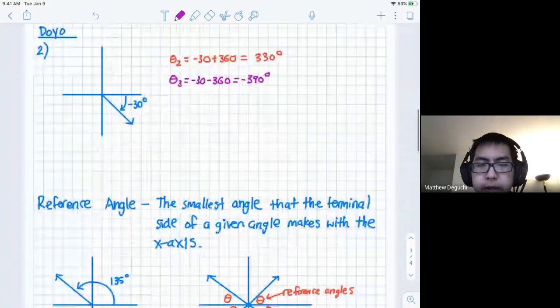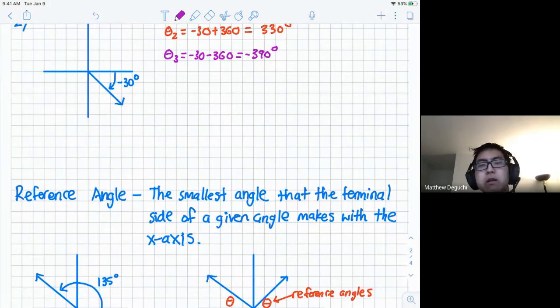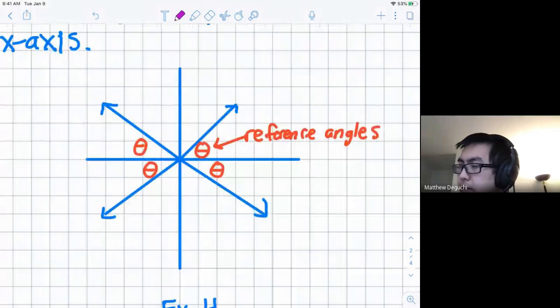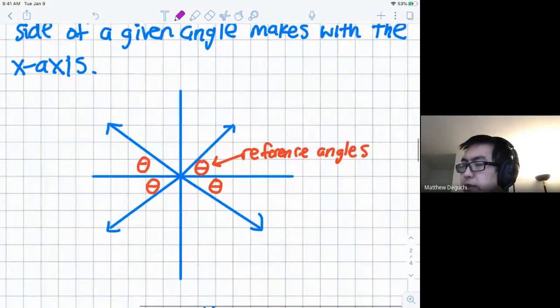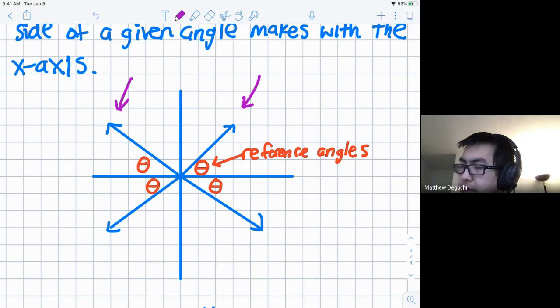Okay, last one, you guys. This is what we call reference angles. A reference angle is the smallest angle that the terminal side of a given angle makes with the x-axis. When you take a look at this, these are your reference angles. All of those rays are different types of terminal sides. Here's a terminal side, there's a terminal side, this is a terminal side, and this is a terminal side.